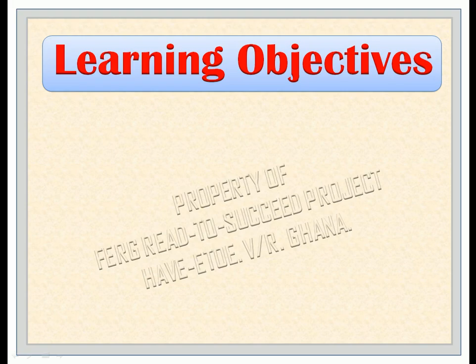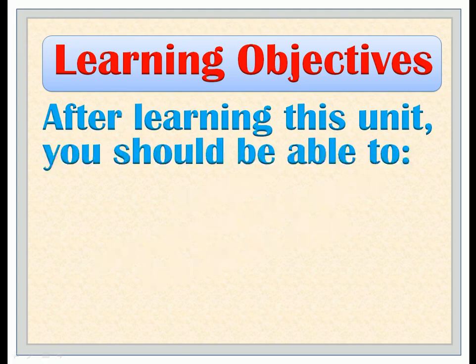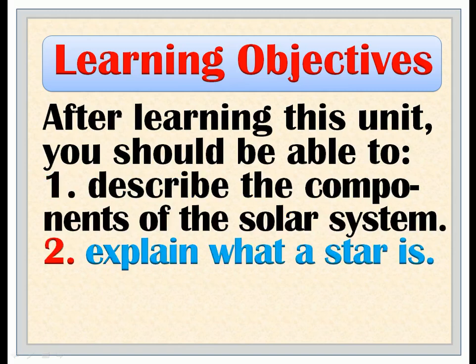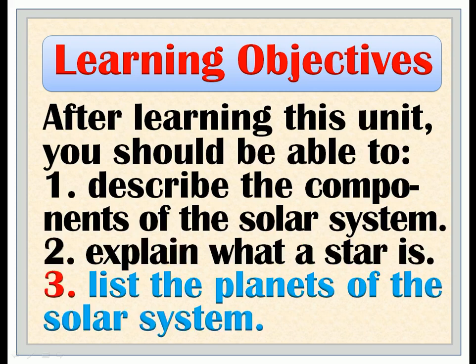Learning objectives. After learning this unit, you should be able to: 1. Describe the components of the solar system. 2. Explain what a star is. 3. List the planets of the solar system.